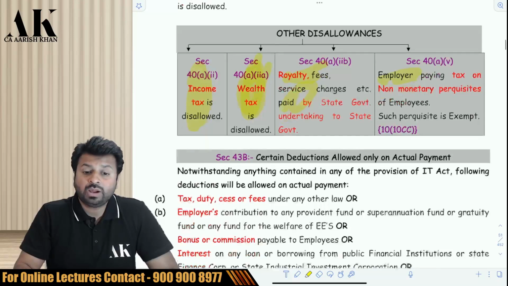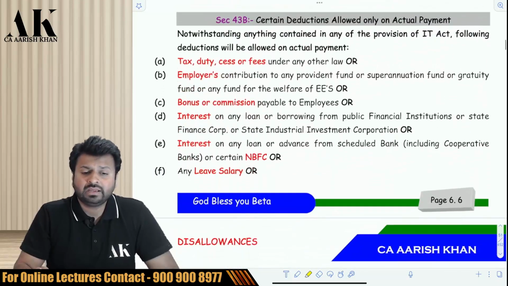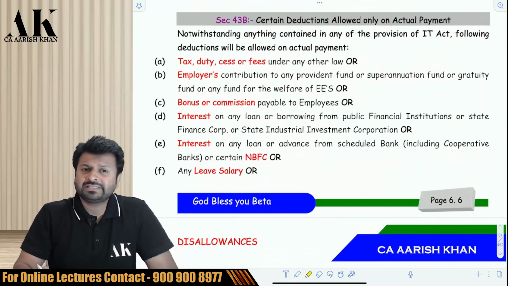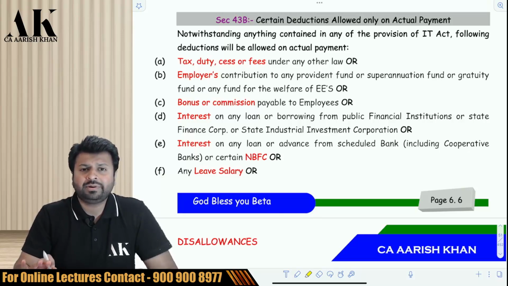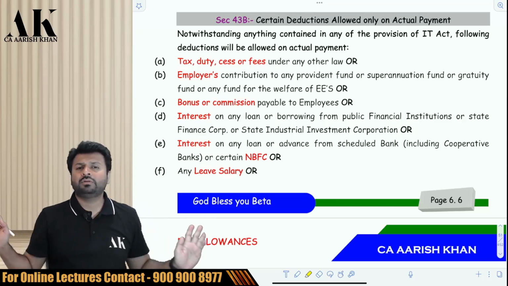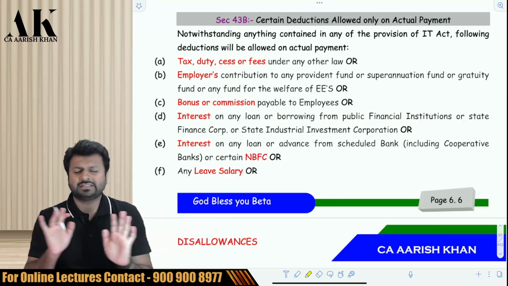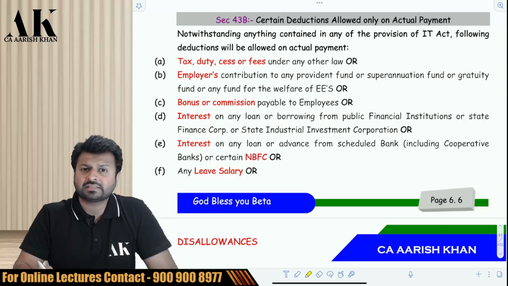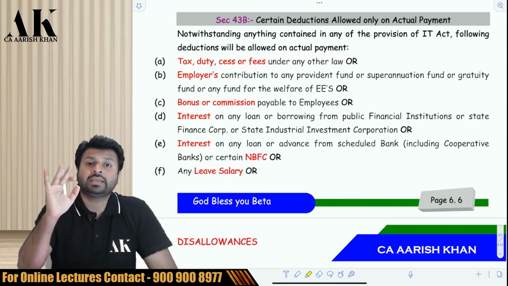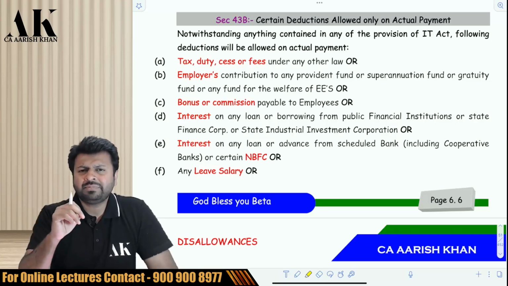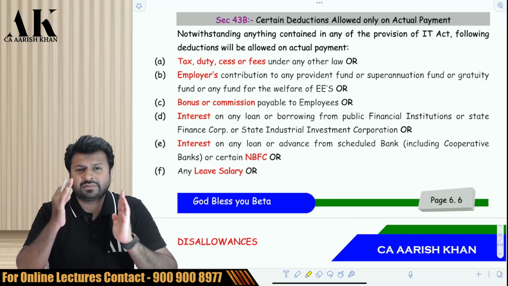Now coming to the big one and the most important disallowance out of all of them, and that is 43B. 43B says that there are certain expenditures, around 6 to 7 expenditures, which will be allowed only on actual payment. It will not be allowed on an accrual system. It is irrespective of the method of accounting followed by the assessee. It is not necessary which method of accounting you are following. In these cases, the expenditure is allowed only if you make an actual payment. So by which date should I make the payment, sir? You can make the payment if the expenditure is of the current year.